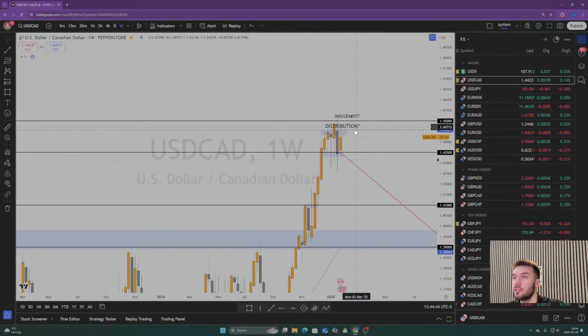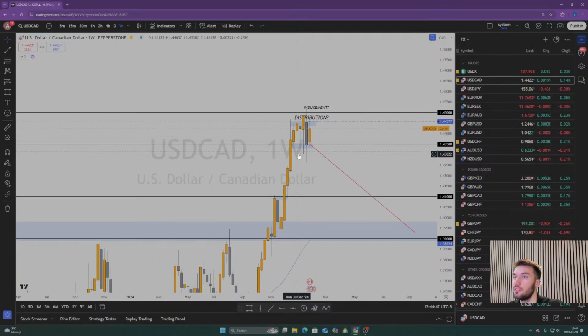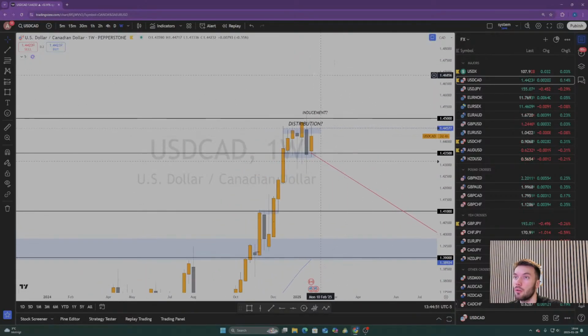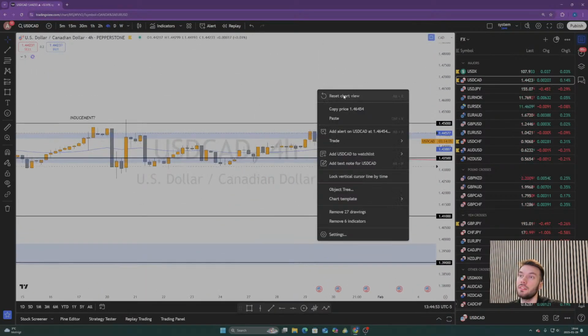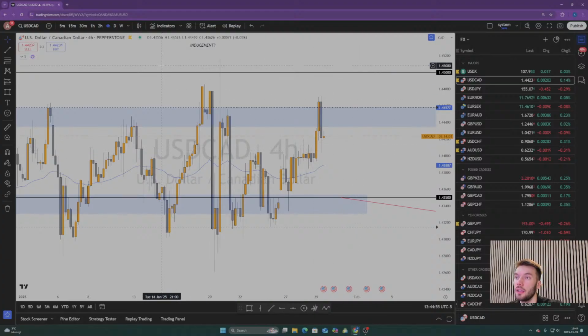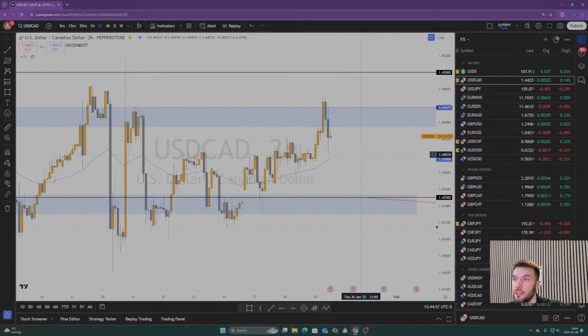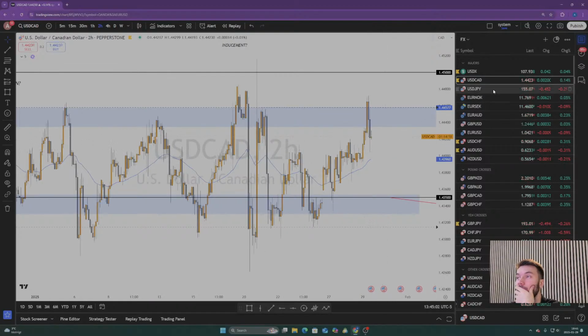You know, price could easily continue. We see huge wicks, huge wicks indicating some buying power. But at the same time, I'm not buying it completely, to be honest. I am not buying it. Okay.